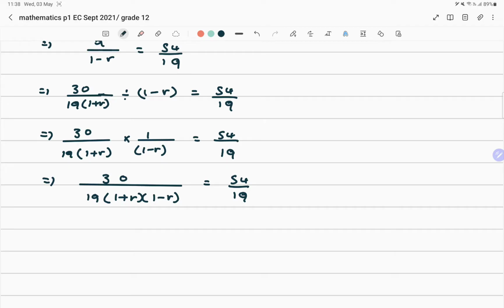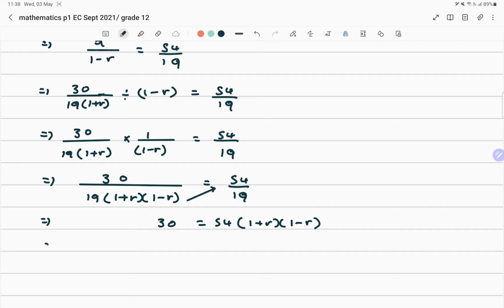You can just cross multiply this one alone into there, right? To try and make your life a lot easier. I mean, cross multiplication, not forced to do this one as well. When you know maths, you know that you can just do one if you like for convenience. So this will tell me that 30 is equal to, remember once you multiply that one here, the 19s will cancel. So we're only going to get 54 into (1 plus r) into (1 minus r).